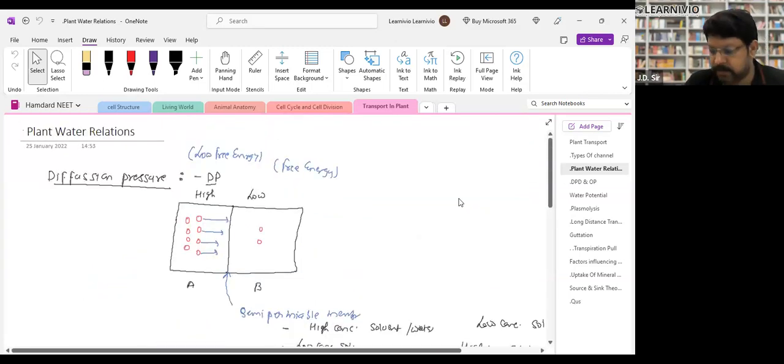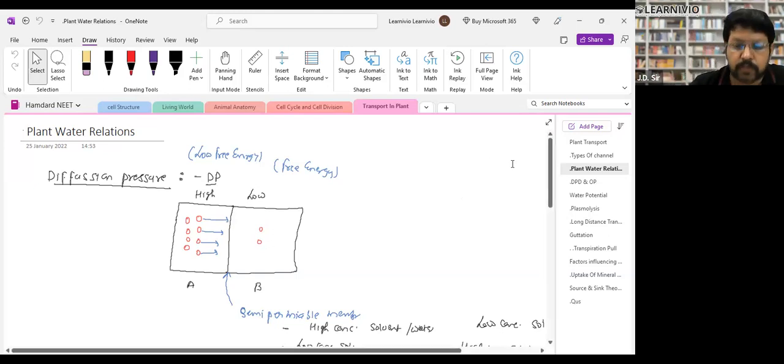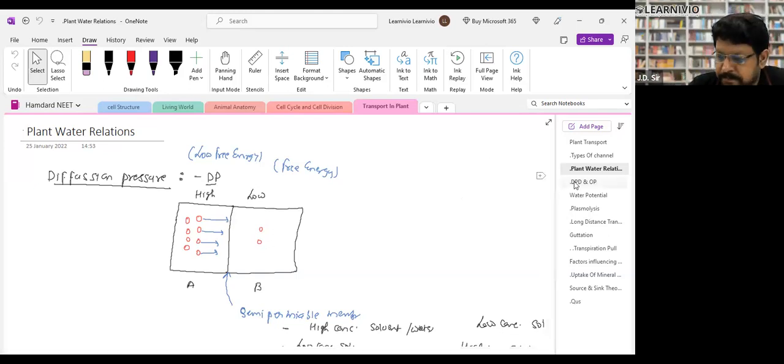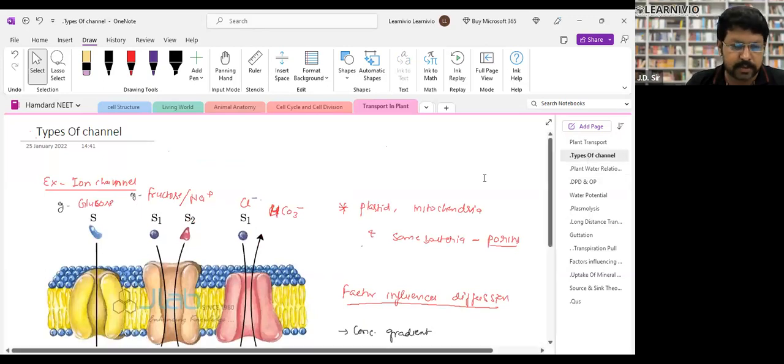Now, diffusion and accelerated diffusion are done. First I do symport and antiport, then come to active transport. Put the heading active transport. What is active transport? Then we will go through the plant water relationship.